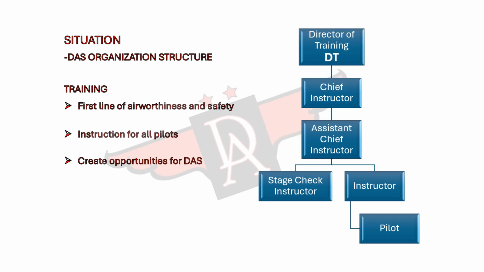So this brings us to you, which is the training. You are a part of the training department, headed by the director of training. The chief instructor reports directly to the DT. Right now, I have to do the same person. They are assisted by an assistant chief instructor. Stage check instructors report directly, and then instructors, and below you are pilots. I use pilots in a generic term because you're working with more than just students.